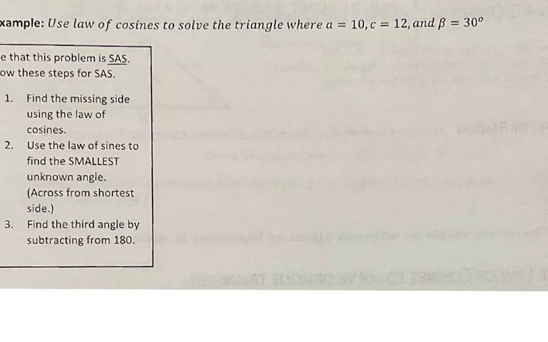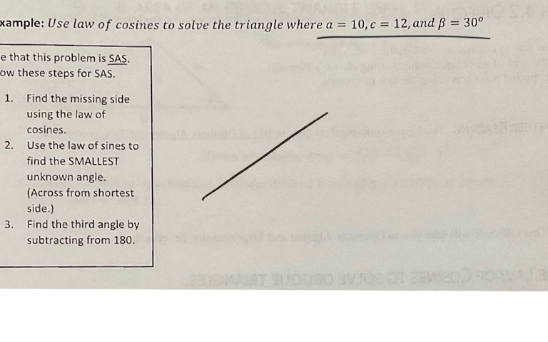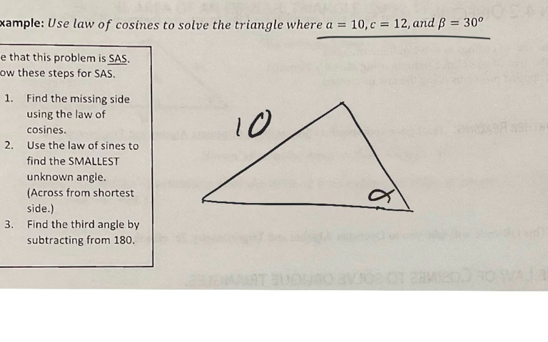Okay, so let's set this triangle up. It tells me A is 10. Well, opposite A has to be alpha. I don't know alpha.